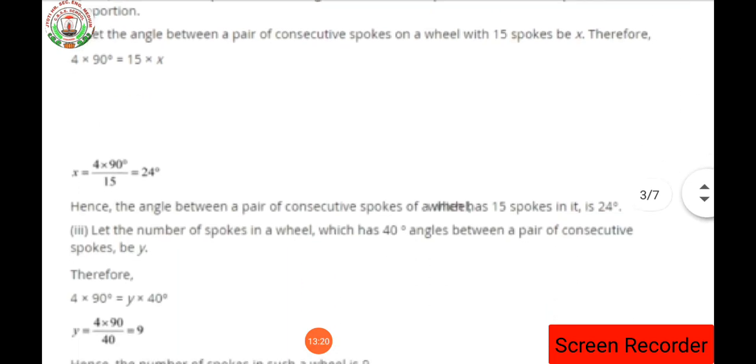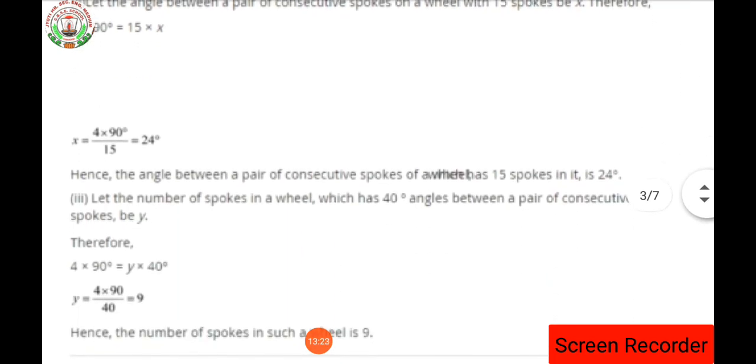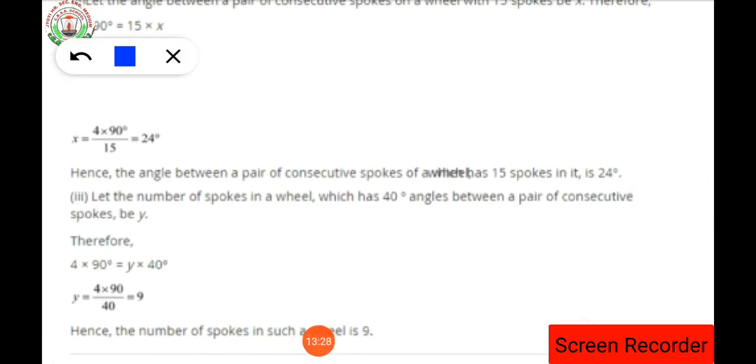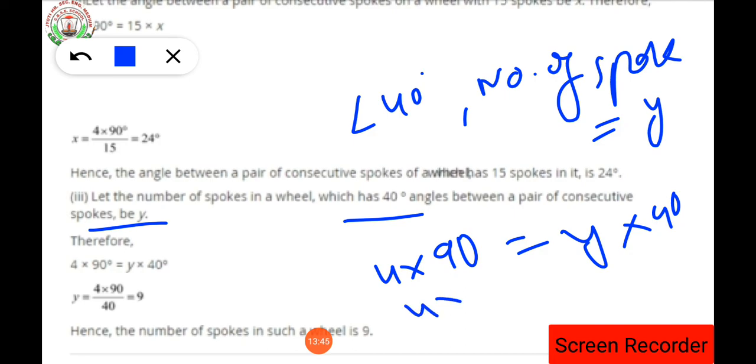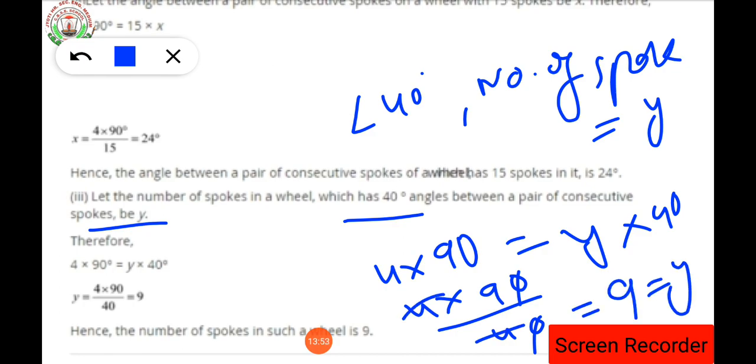Clear? In the same way, in the third part it is asked the number of spokes, isn't it? So let the number of spokes be y when the angle is 40. When angle is 40, then number of spokes we will consider as y. So 4 into 90 is equal to y into 40. So 4 into 90 upon 40, isn't it? 0 0 will get cancelled, 4 4 will get cancelled. How many spokes will be there? 9 spokes will be there when the angle is 40.